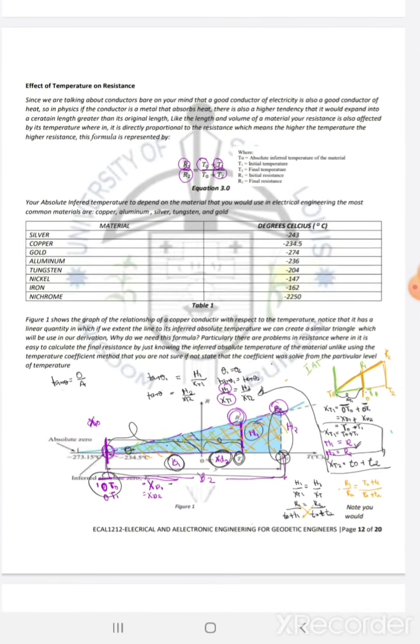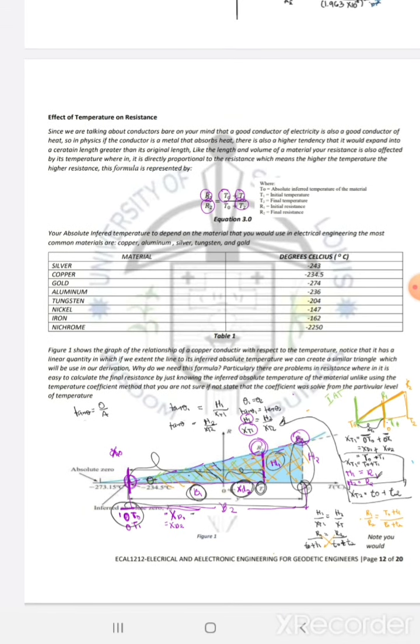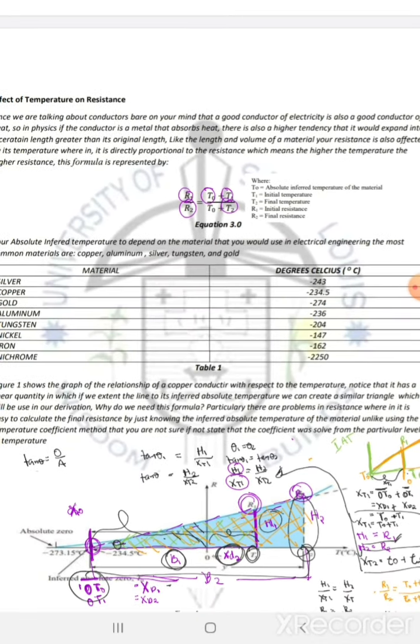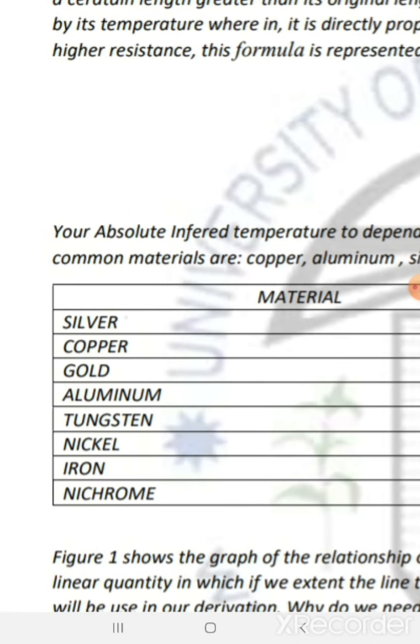Pero nga lang sa tinatawag nating nichrome. Okay? Kasi may tinatawag nating superconductivity. Pag more than negative 273 degrees Celsius ang isang conductor, nagiging superconductive siya. So, ito yung mga kadalasang ginagamit natin sa electrical engineering, yung silver, copper, aluminum.